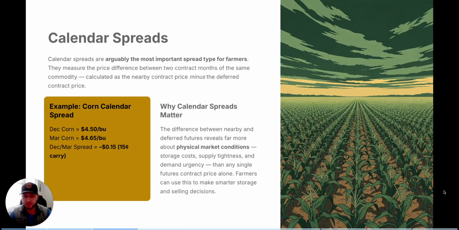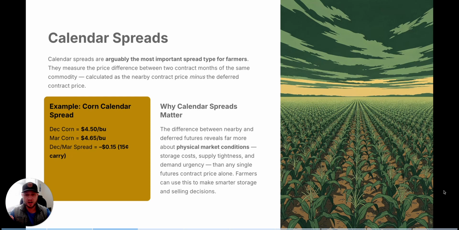So we'll go through the calendar spreads here. Calendar spreads are arguably the most important spread type for a farmer to be following. They measure the difference between two contract months of the same commodity, which is calculated as your nearby minus your deferred. Why these calendar spreads matter is that the difference between that nearby and deferred futures price gives such an insight into physical market conditions.